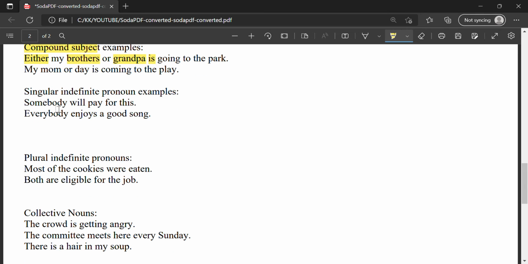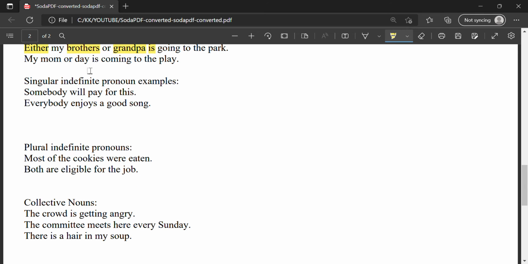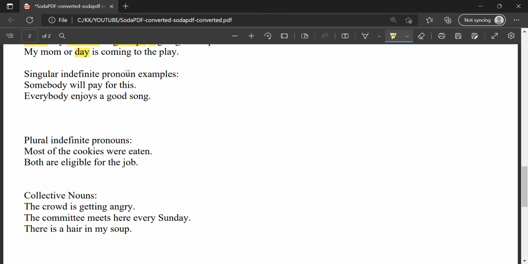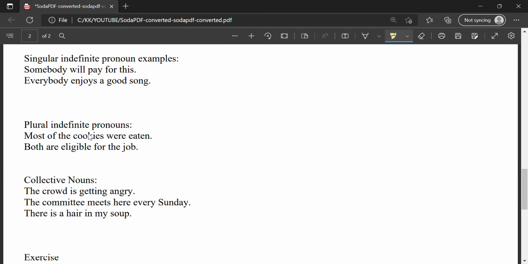Fine. My mom or dad is coming to... Okay, there's some mistake here. Rectified it, sorry for that. Is coming to the play. So just because we are using or here, we'll jump to the next thing.